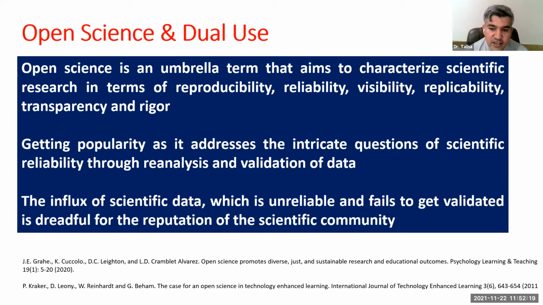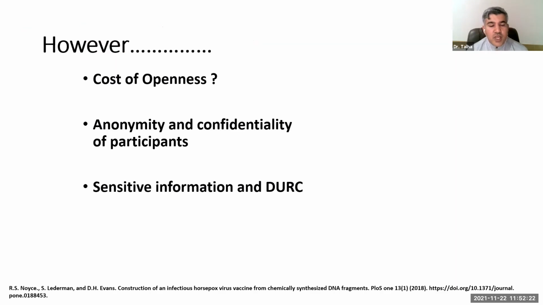But on the other hand, it has some issues as well. The open access models are costly, and then you have anonymity and confidentiality issues of the participants. For example, whenever you are doing some study, you get the consent from the participants. So if you open it to everyone, you are questioning the confidentiality and anonymity principles of it.